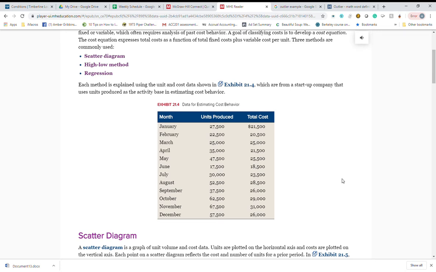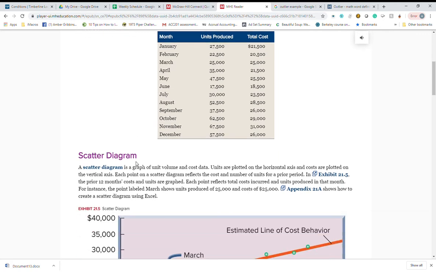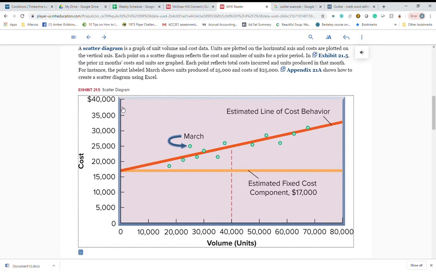All right, so the scatter diagram is very simple. You're just plotting points. So if we look at the data for estimating cost behavior in Exhibit 21-4, you would just do your simple X and Y axis. And remember, as we talked earlier, the y-axis is up and down, right? And the x-axis is across. So the y-axis is always going to be your cost, and the x-axis is going to be your units produced. So let's take a look at that here. See again, cost, units produced.